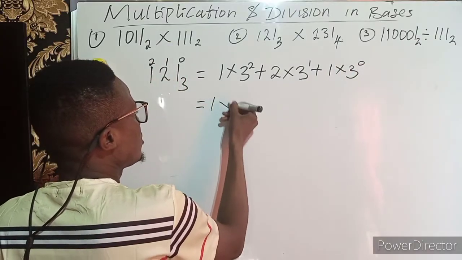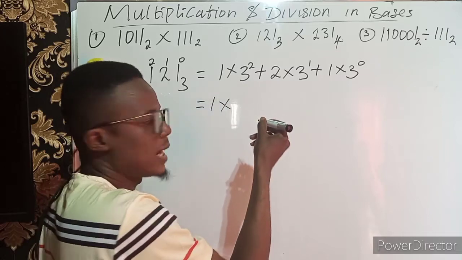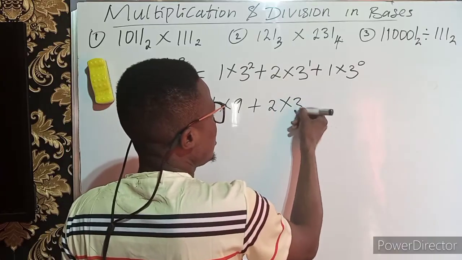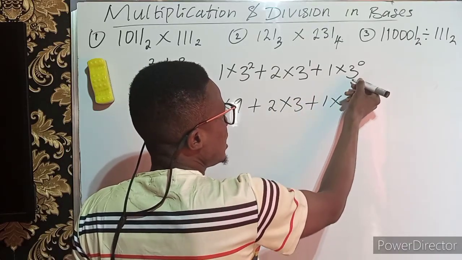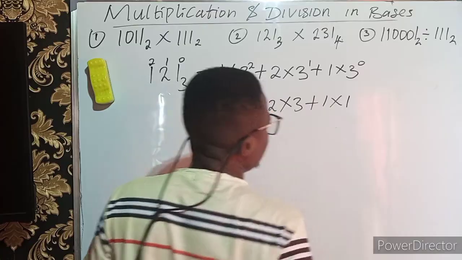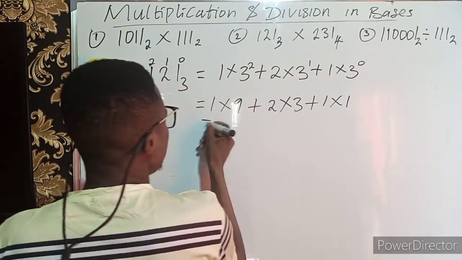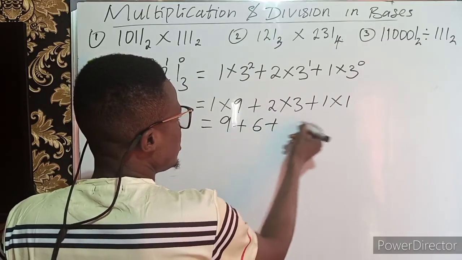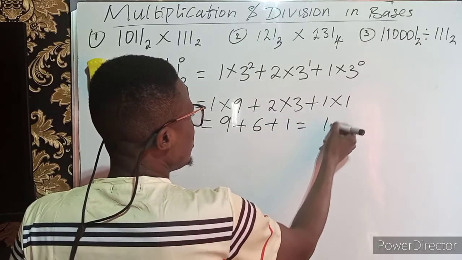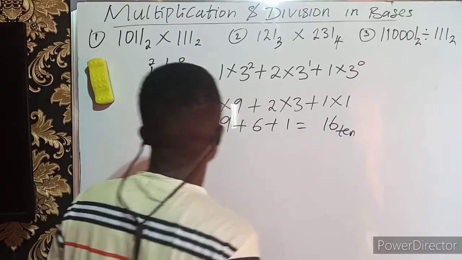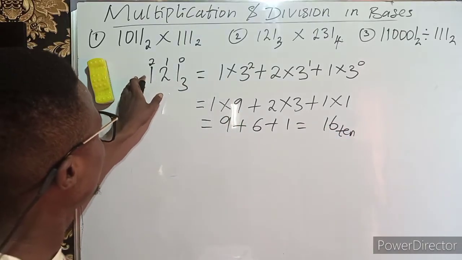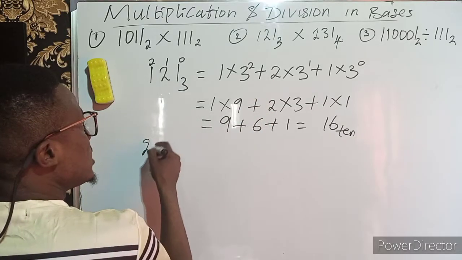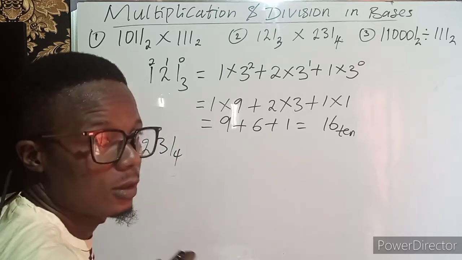So this is the same thing as 1 times 3 power of 2 is 9, plus 2 times 3 power of 1 is 3, plus 1 times any number power of 0 is 1. So this simplifies to 1 times 9 is 9, plus 2 times 3 is 6, plus 1 times 1 is 1. When you add up, you get 16 in base 10. That's the equivalence of 121 base 3. So the next number is 231 base 4.